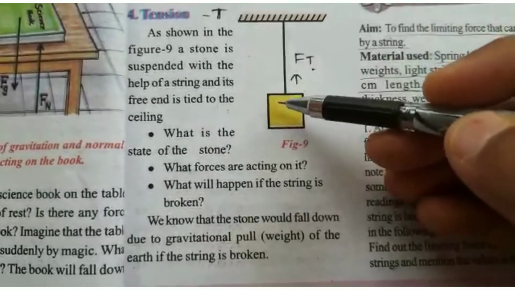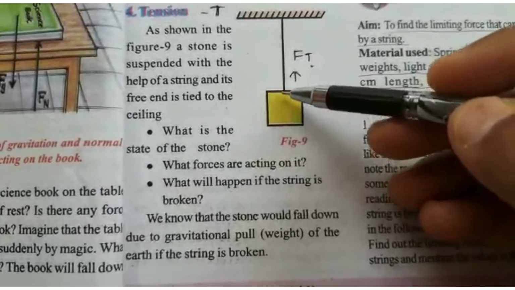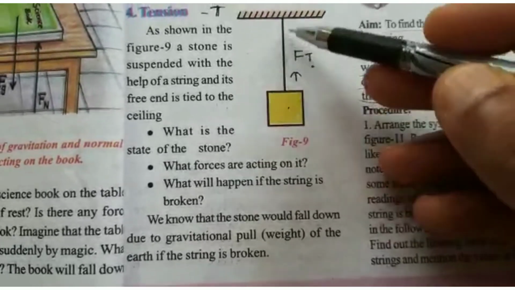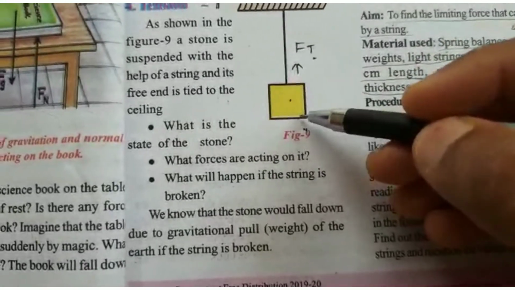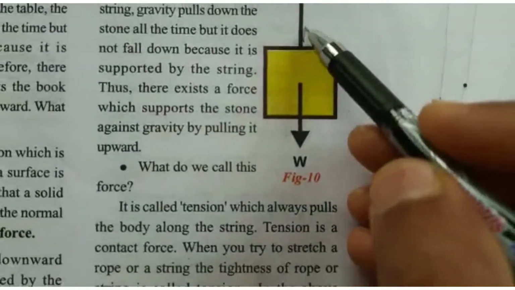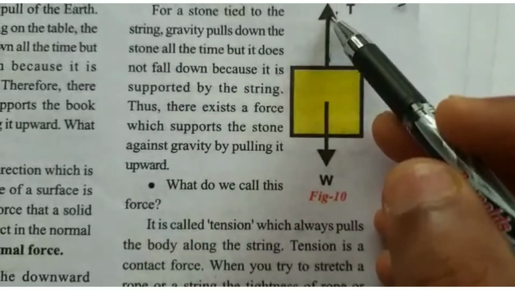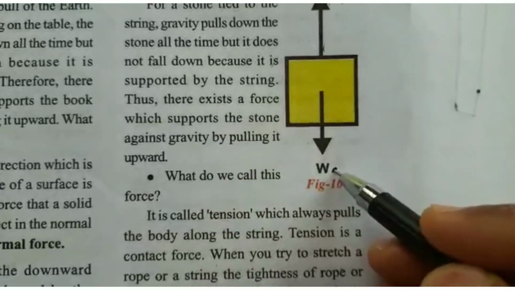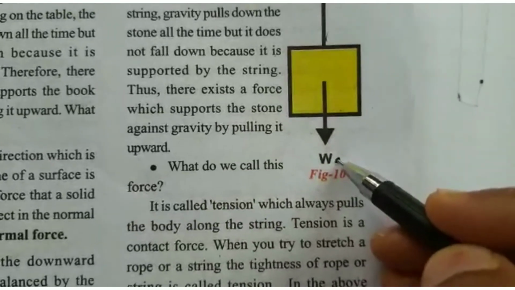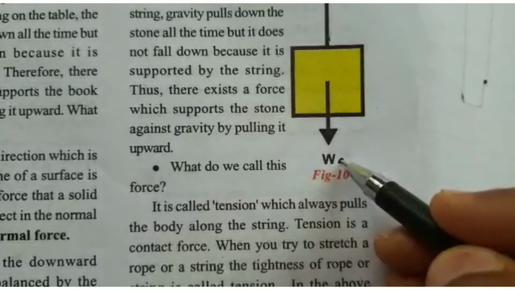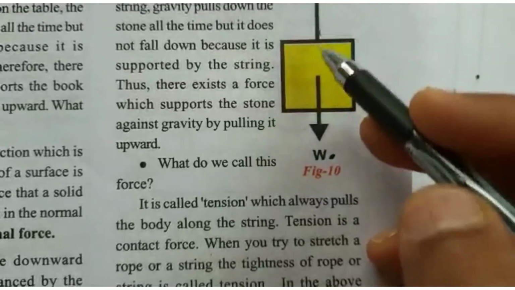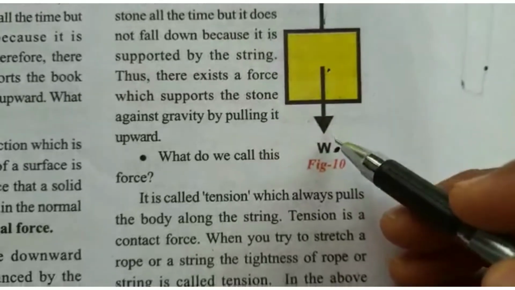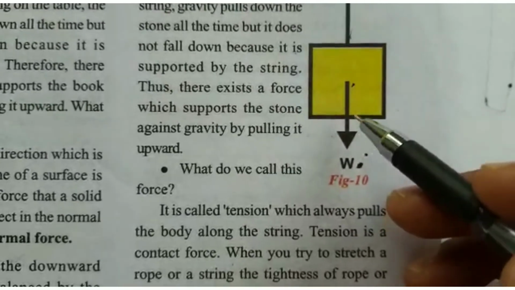Here a force is exerted on the stone through the string, against the gravitational force. That force is called tension force. Here we are observing this tension force in the direction opposite to the gravitational force W. A force exerted through the string on the stone against the gravitational force is called tension force.